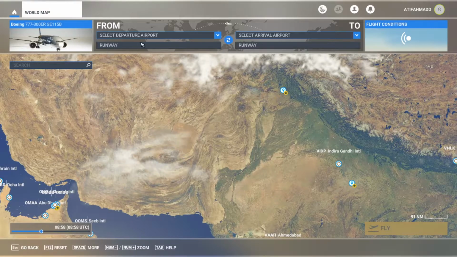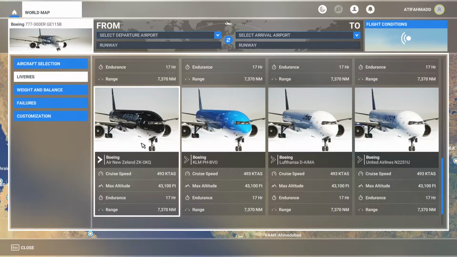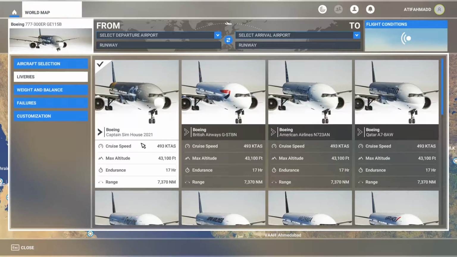Few days back I purchased the Boeing 777-300ER by Captain Sim House. It was for not that much amount of money, but still I spent some money on it and I'm kind of disappointed because in X-Plane 11 I never got a chance to fly 777. And I always refrain from buying planes because there have been one or two instances where I have purchased a plane and there was an issue with it.